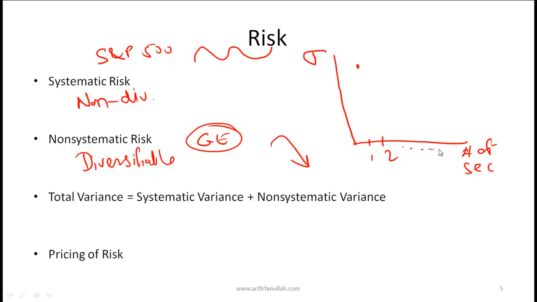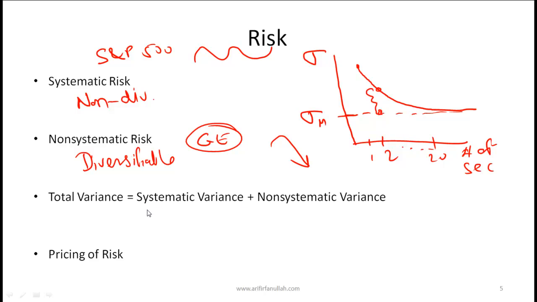As you add more securities to your portfolio, the risk comes down, and then it flattens out roughly at the 20 security mark. This level of risk is referred to as the market risk, and this is your systematic risk. If you've invested in two securities, the distance from here to here is the non-systematic risk.